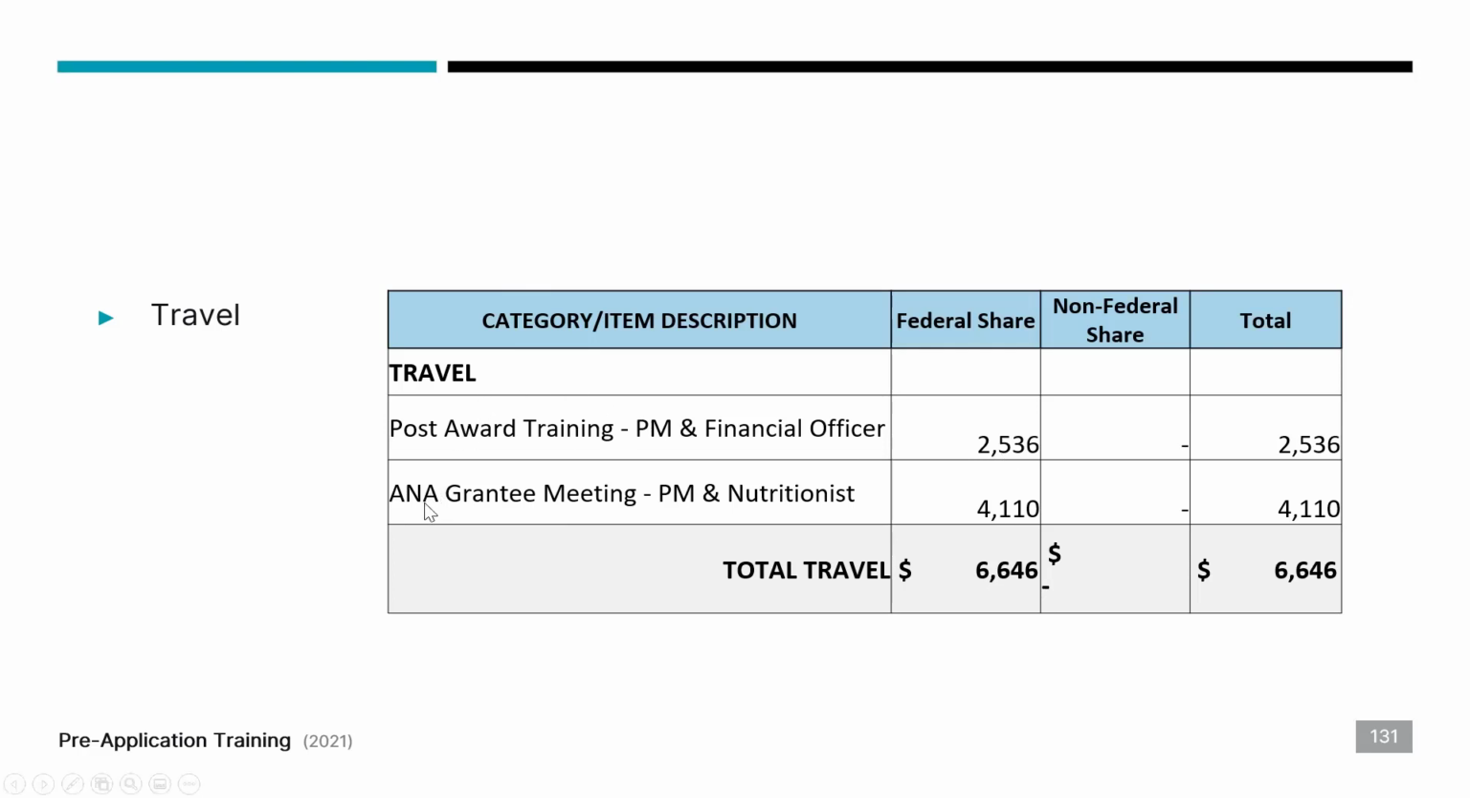And then the same thing for the A&E grantee meeting. It's just 2 project people. It doesn't have to be your financial officer. So it can be, in this case, the project manager and the nutritionist who will go the first year. And for this we suggest you put down Washington, D.C. as your destination to estimate costs to go there. And we'll show those breakdowns once we get to the justification.